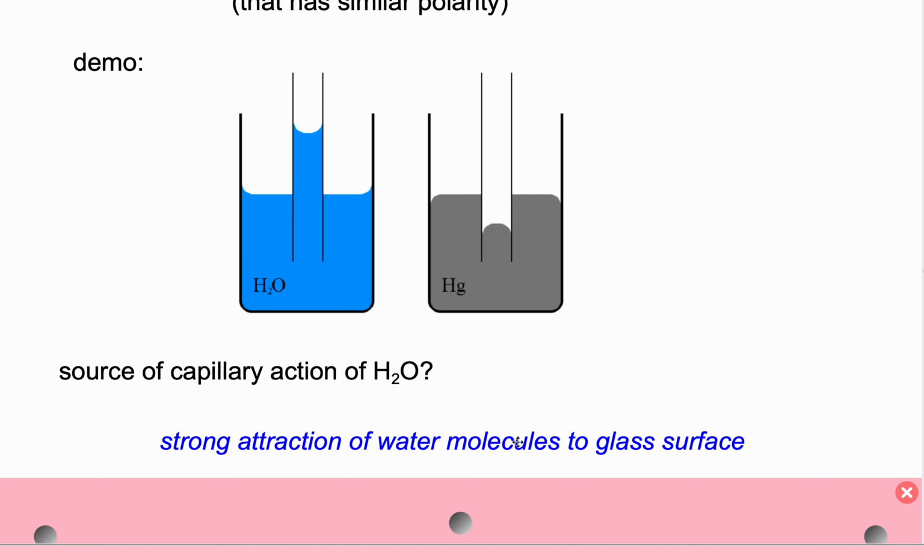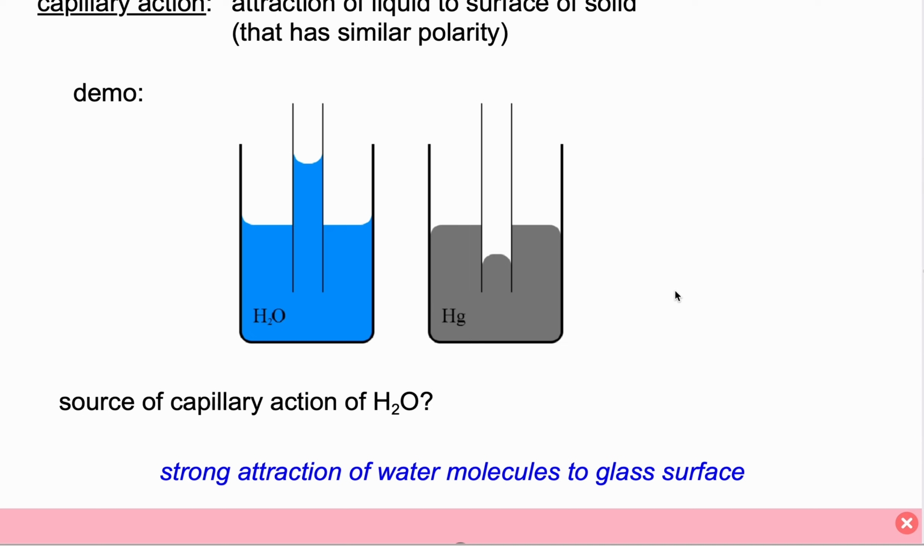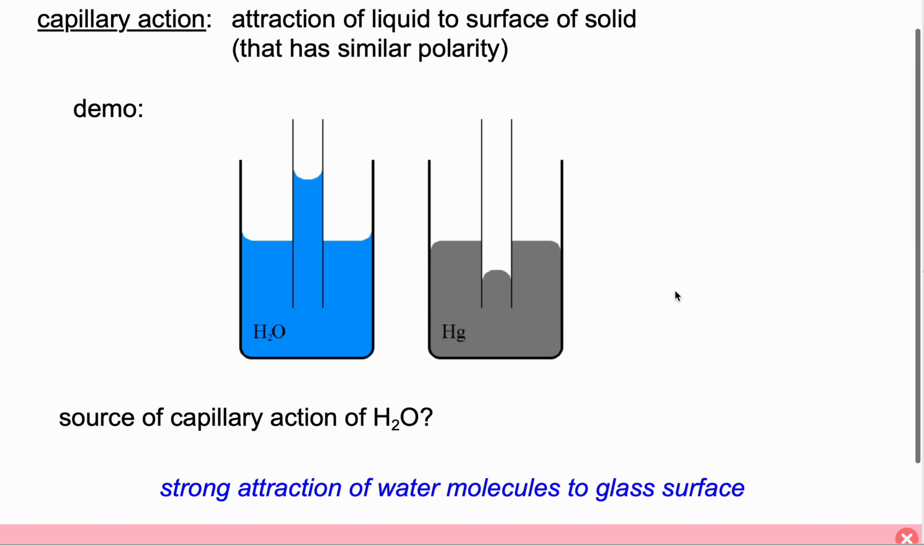And this is, as I said, because of the strong attraction of the water molecules to the glass surface. If I use a nonpolar liquid like mercury, we would actually have not capillary attraction, but capillary repulsion. You would see the mercury go down, and you would see a convexity instead of concavity. We will not do that demonstration in class, unfortunately.